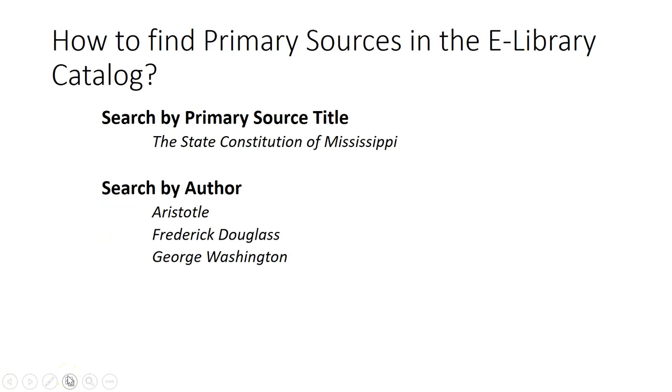You can also search by primary source title. Here's an example, the State Constitution of Mississippi. If you type in that title in the catalog, it'll show you where that primary source is located in the library. You can also search by author. If you know of an important historical figure and you want to know if we have any of their writings in the library, you could put their name in the eLibrary catalog, and the catalog will show you what publications we have by that author.